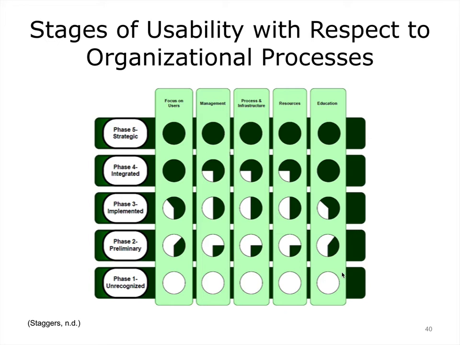This slide shows the phases of usability in an organization and how they relate to the users, management, processes, resources, and education. In the unrecognized phase, none of these has any focus on usability. As an organization enters the preliminary phase, the focus on users and education has increased, and there is little attention to the other three aspects. In the implemented phase, users and education may be 2/3 complete, and management, process, and resources half allocated. In phase 4, the integrated phase, user focus and education is complete, but the management, processes, infrastructure, and resources may not be fully committed or organized for usability. Finally, in the strategic phase, all 5 aspects are fully functional.